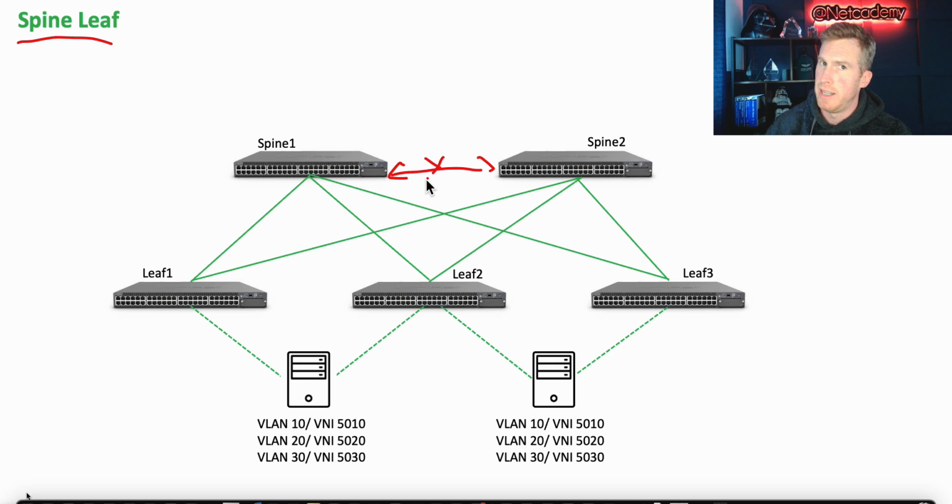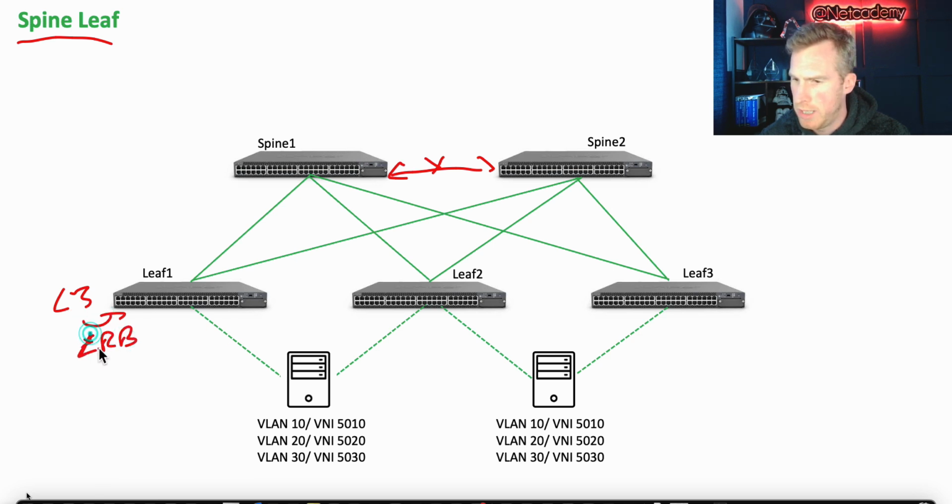Now, depending on your architecture, you could have layer 3 at the edge, and this would be referred to as edge routing and bridging, or ERB, or you could have the layer 3 all the way at the spine devices, like we did within the spine only model, but this would then be called a centralized routing and bridging model. But before we actually go there, let's talk about the underlay itself.